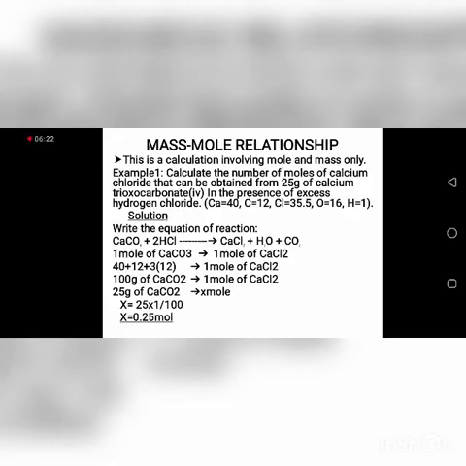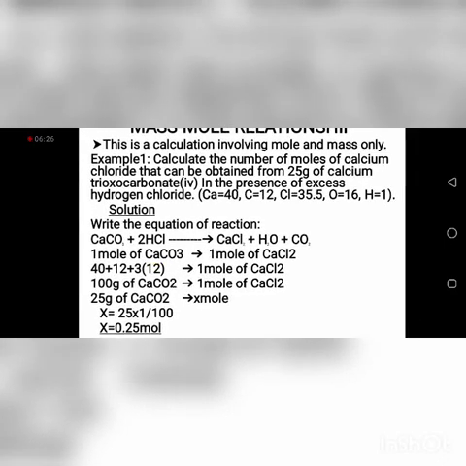So let's look at the mass-mole relationship. This is a calculation involving mole and mass only. In this calculation, you will be given mole and required to calculate mass, or vice versa, given mass and required to calculate the number of moles, depending on the question. There's an example for this particular mass and mole relationship.